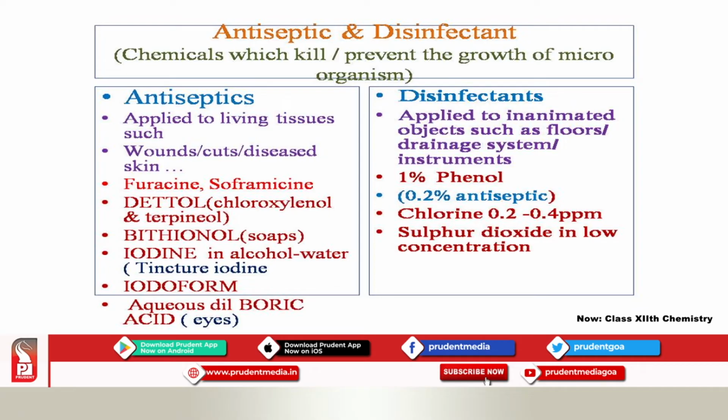Examples of antiseptics used: furacin, soframycin, Dettol, which is a mixture of chloroxylenol and terpineol, and bithionol. This is the antiseptic present in soap. Sometimes you will be asked to name the antiseptic present in soap. Then you have iodine in alcohol and water, which we also call tincture of iodine. We have iodoform, which is used for pets. Then we have aqueous dilute boric acid solution, which can be used in the treatment of eyes.